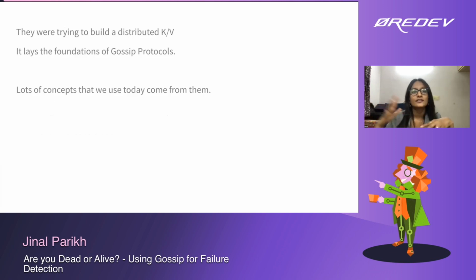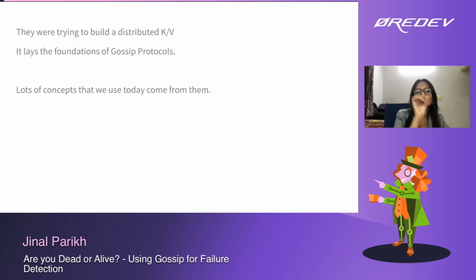The paper basically talks about how Xerox used gossip protocols for database replication. They were trying to build a distributed key-value database, which was replicated to hundreds of nodes. That was their scale. And all servers accepted updates, so it was not a leader-follower kind of architecture. All the servers were accepting updates, and lots of concepts that we use today come from them. All the systems that use gossip protocols use the concepts that were stated in this paper.